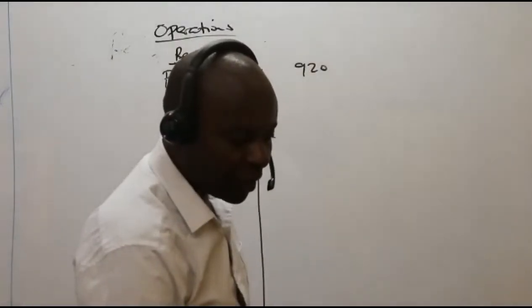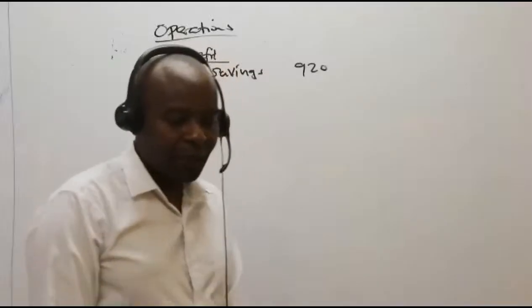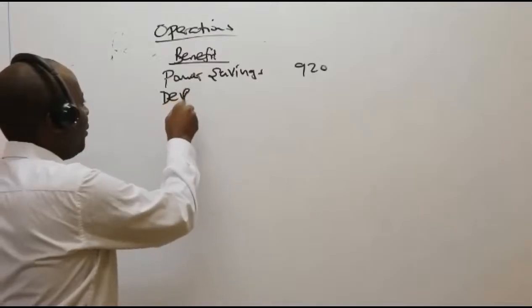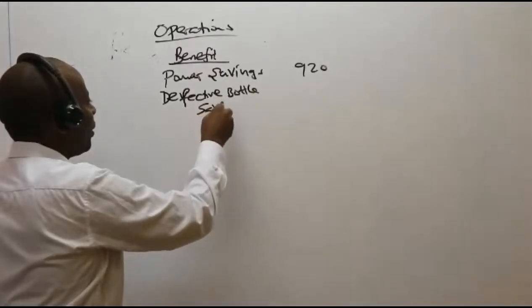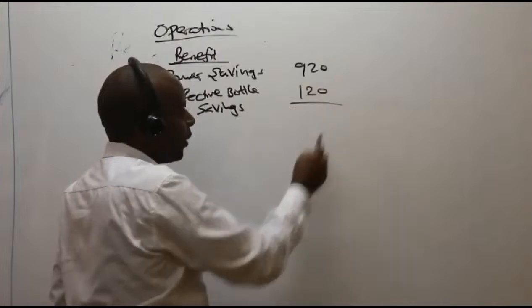So ladies and gentlemen, after that, what else? They're telling us that in addition, the new machine is expected to reduce the number of defective bottles, which will save an additional amount of 120,000. So 120. So we have here defective bottle savings, and they're giving us a total of 120.